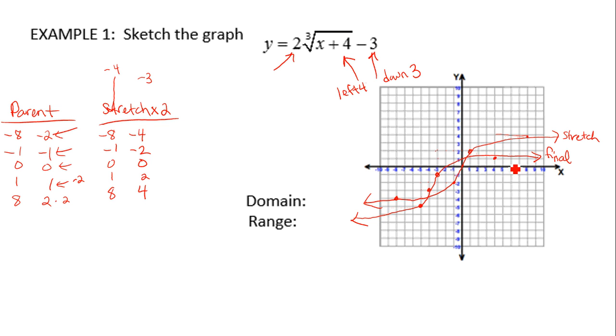But in the end, we need to make sure we get in that final region, just like we did with square root. Because there are arrows on both ends, the domain and range are easy. All real numbers, all real numbers. Nothing to worry about there. We don't have a starting spot to even think about. There's arrows on both ends, so negative infinity to positive infinity.